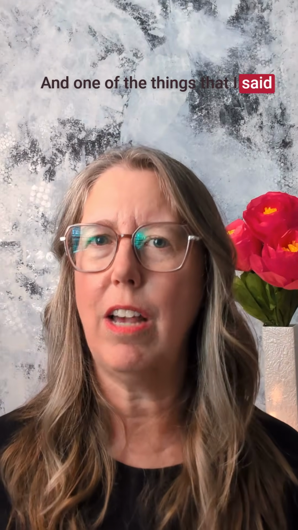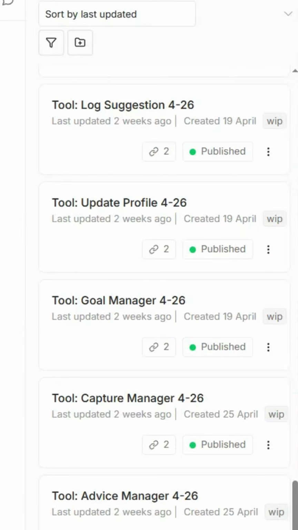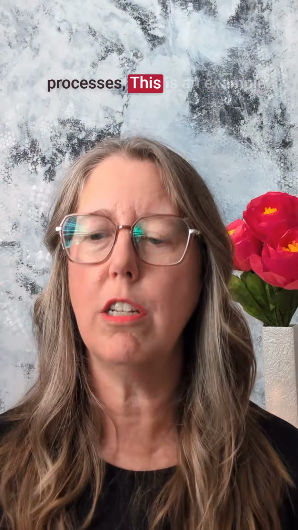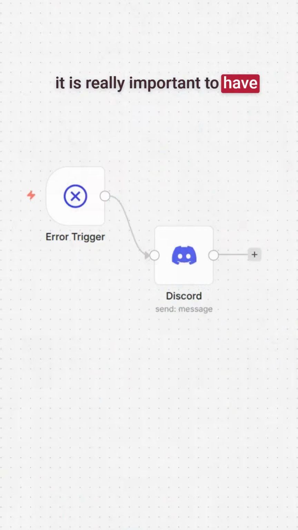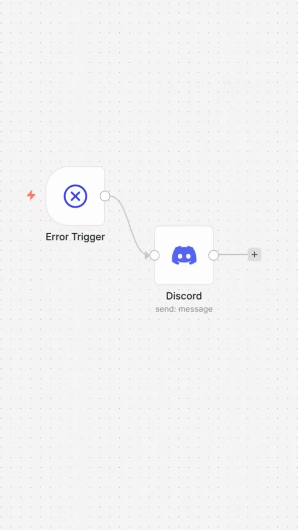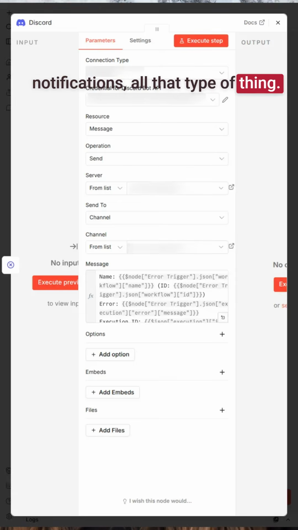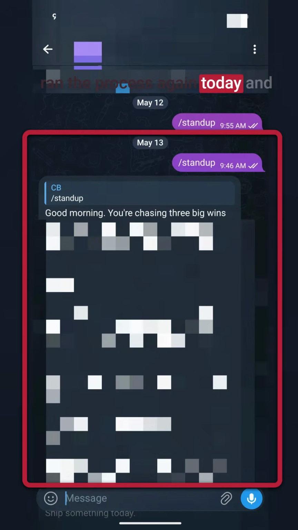One of the things that I said when I first started the series and first started this experiment in building was I wasn't sure what this was going to be like in terms of maintaining all these interconnected flows and processes. This is an example of one of those things where things can go wrong, and why it is really important to have error checking, setup, notifications, all that type of thing. Now that I've got that resolved, I ran the process again today and was able to get usable output.